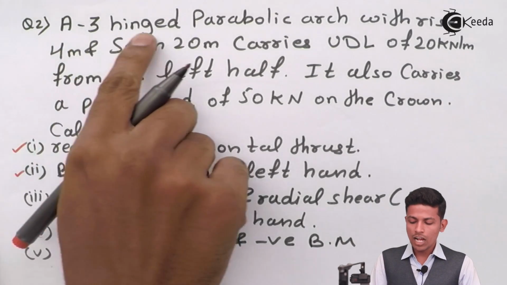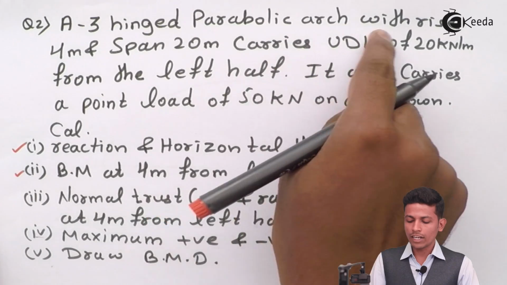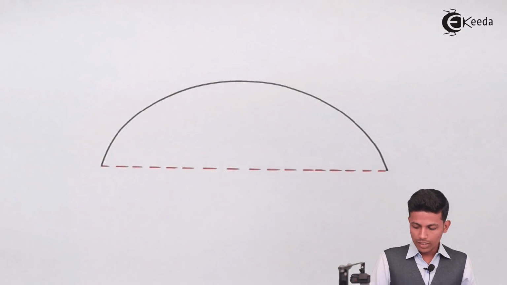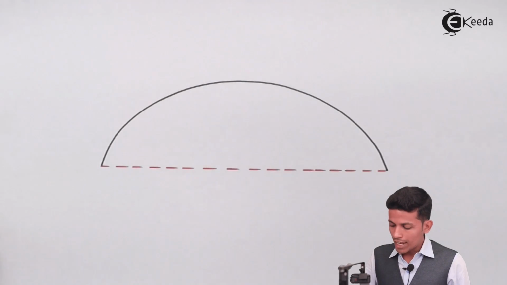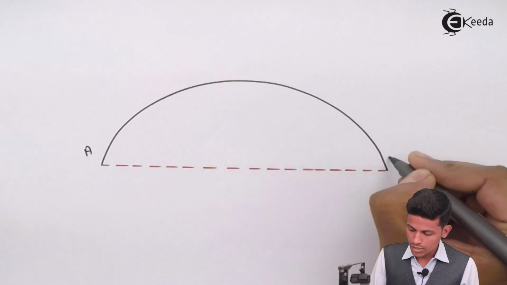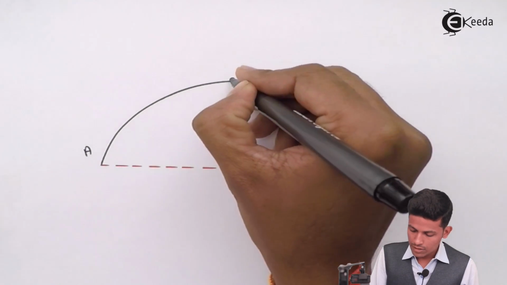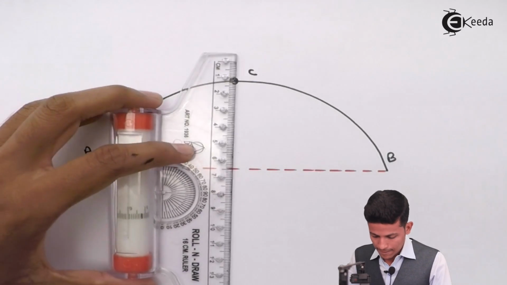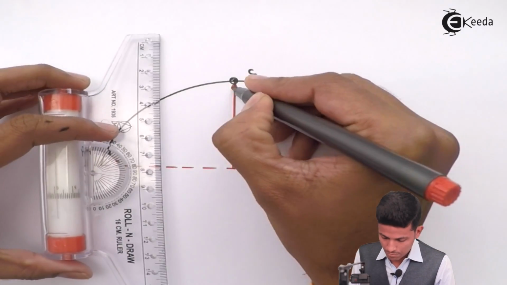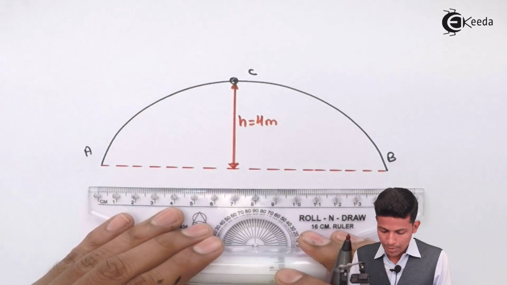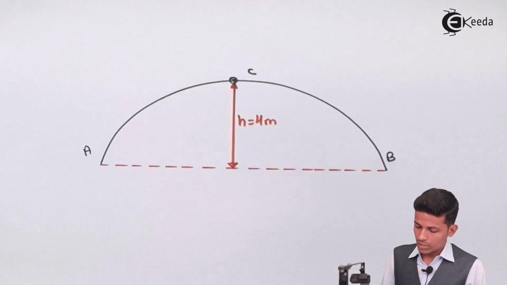See, a 3 hinge parabolic arch with rise 4 meter and span 20 meters. So draw it. Now see, this is your arch. This is A, this one is B, and this is C over here. Then the span will be 20 meter. This is a 3 hinge.